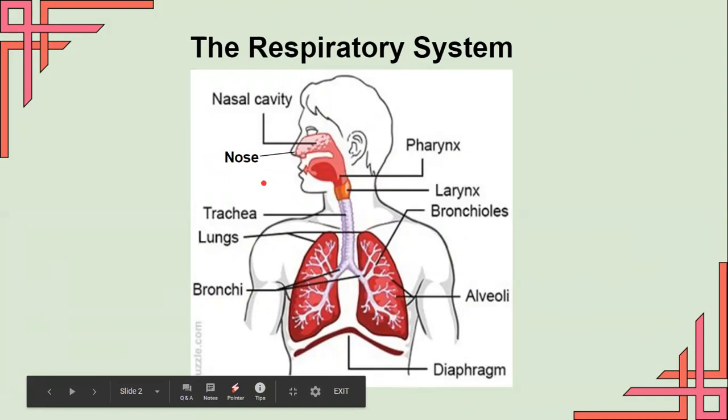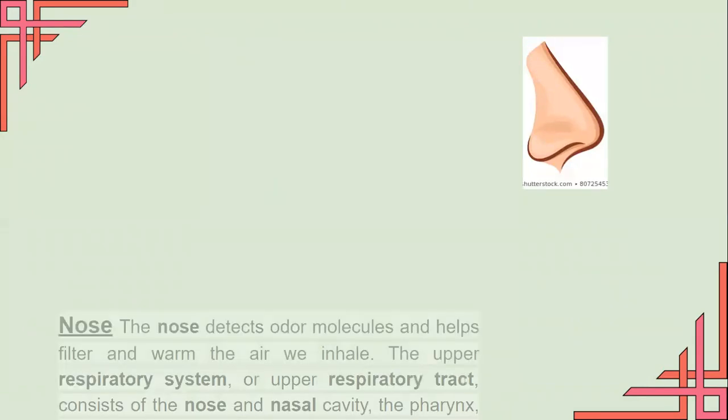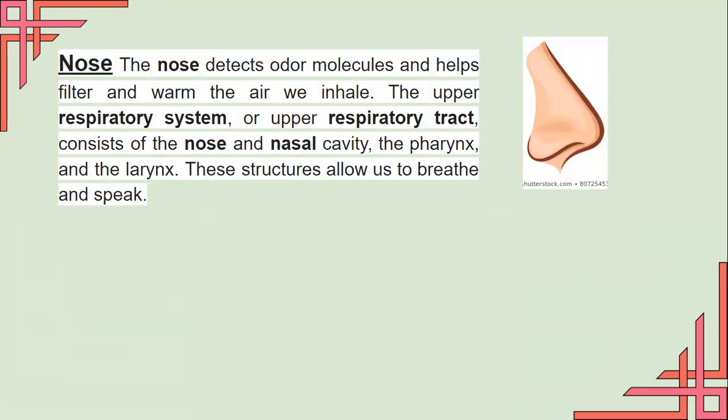Now let's see their works. What is in the picture? Yes, it's your nose and my nose. Okay, now the nose detects other molecules and helps filter and warm the air we inhale. The upper respiratory system or upper respiratory tract consists of the nose and nasal cavity, the pharynx and the larynx. These structures allow us to breathe and speak like what I am doing today.